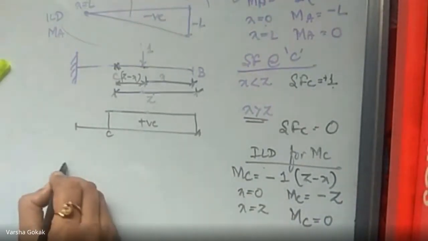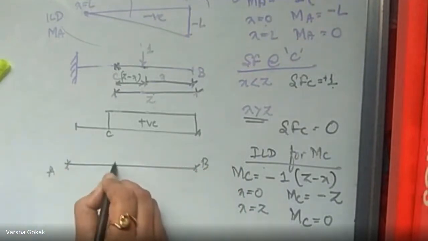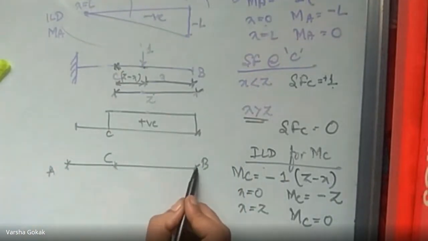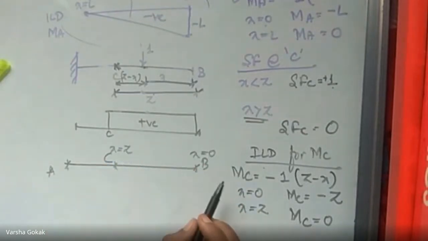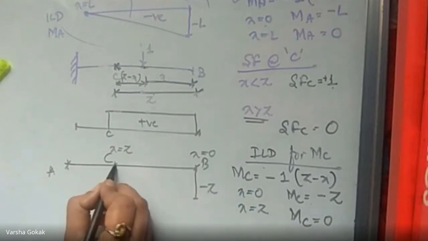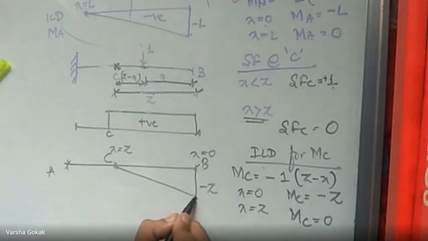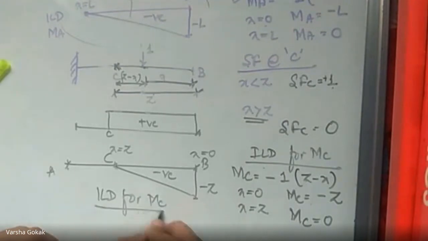So how do we draw the diagram? This is your B, this is your A, this is your C point. At x equal to 0, moment value is minus Z, and at x equal to Z, moment is 0. So this is your negative bending moment diagram. So this is the ILD for moment at C with that unit load.